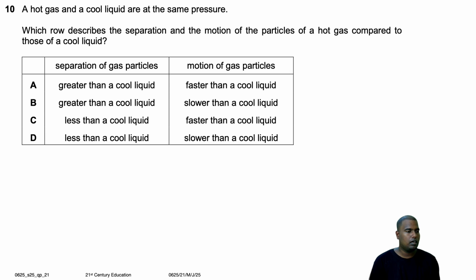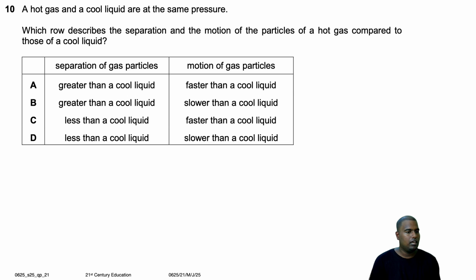A hot gas and a cool liquid are at the same pressure. Which row describes the separation and the motion of the particles of a hot gas compared to those of a cool liquid? So first, for separation of the gas particles, we need to find the density. So hot gas is less dense than cool liquid. So separation of gas particles will be comparatively more than a cool liquid.